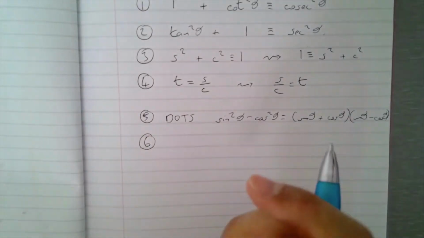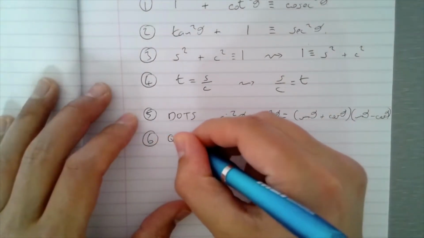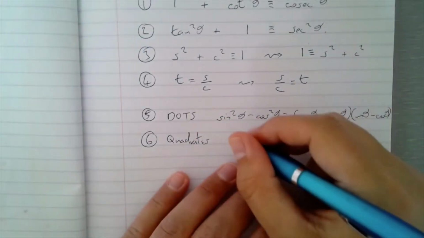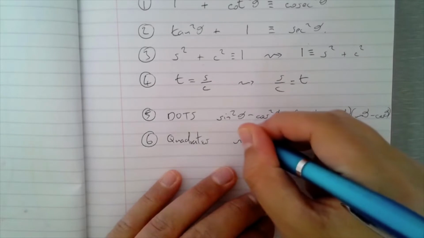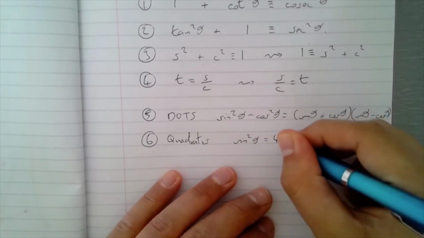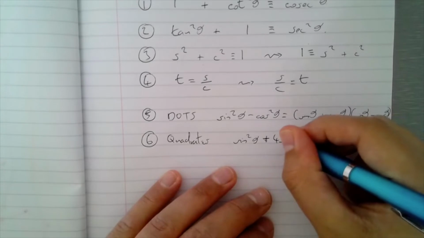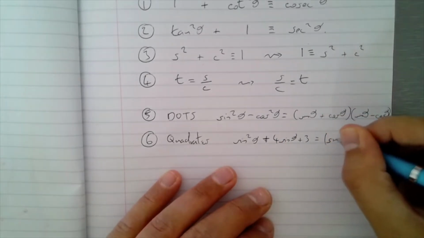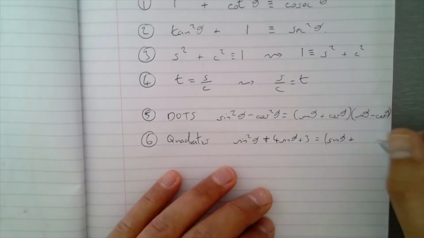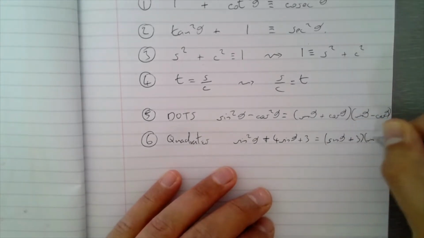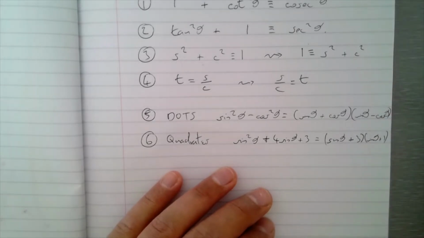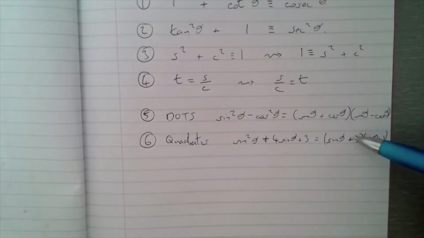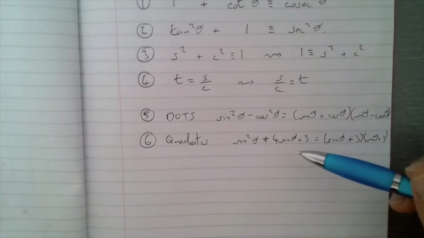You need to look out for quadratics. And these are normally quite easy to spot, but for instance you might have something like sine squared theta plus 4 sine theta, oops, that's meant to be a plus 3, and obviously that's equal to sine theta plus 3 times sine theta plus 1. That's right, isn't it? Yes. So again, if you had something like this in the numerator, you might have one of these in the denominator, so if you factorise the top you'll get some cancelling.